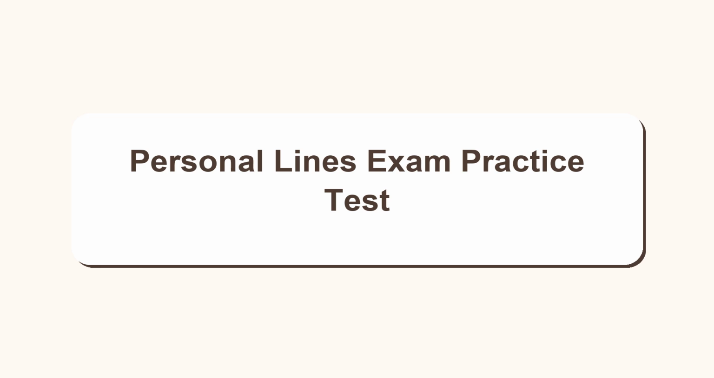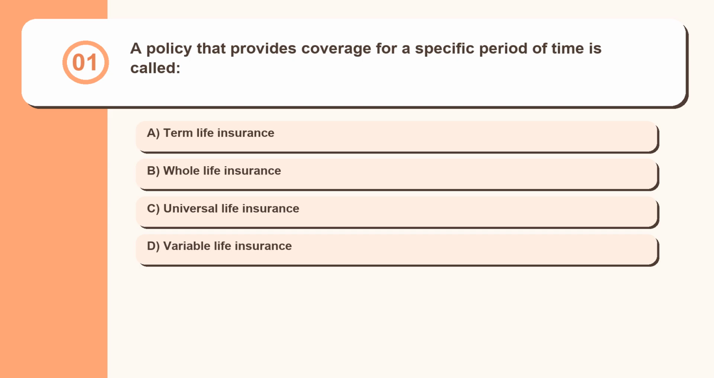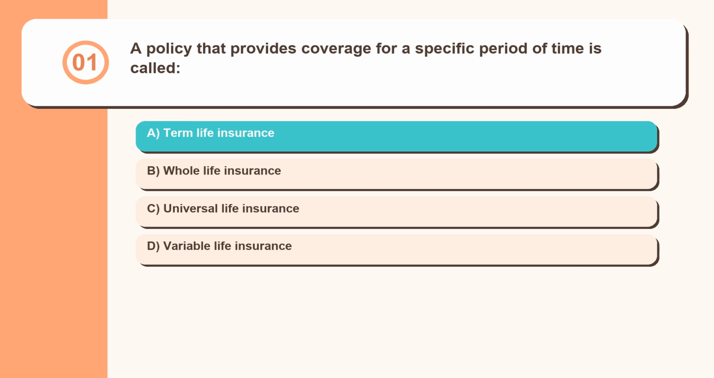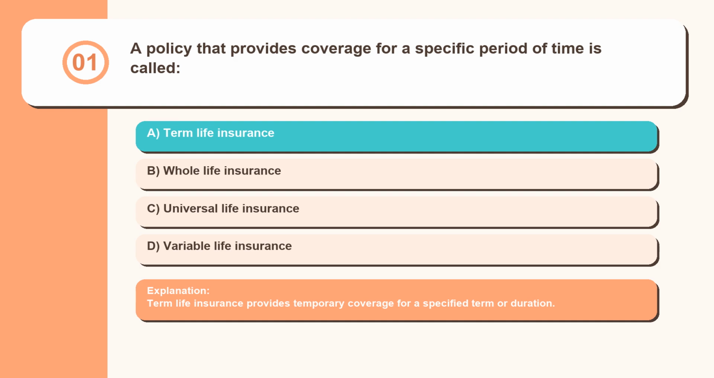Personal Lines Exam Practice Test. Question 1. A policy that provides coverage for a specific period of time is called: term life insurance, whole life insurance, universal life insurance, variable life insurance. Term life insurance provides temporary coverage for a specified term or duration.